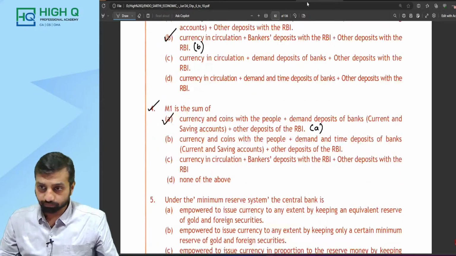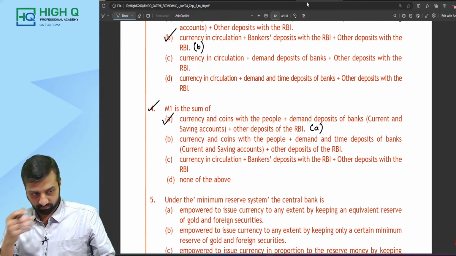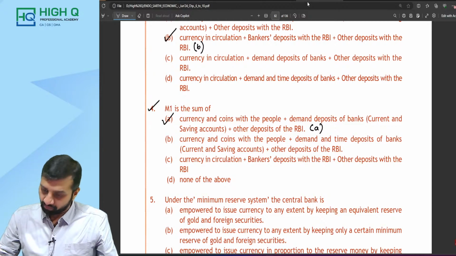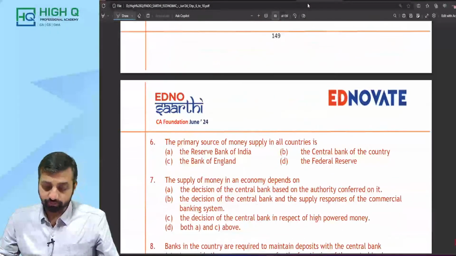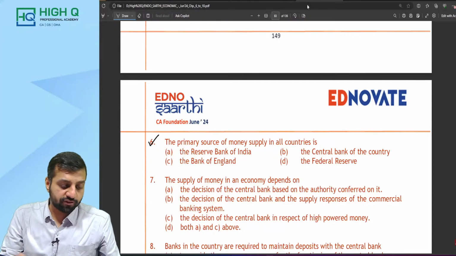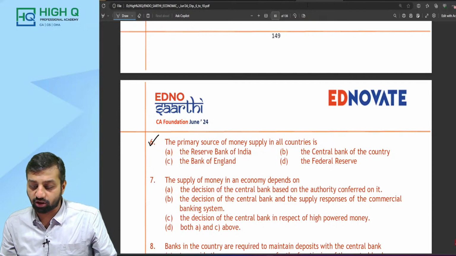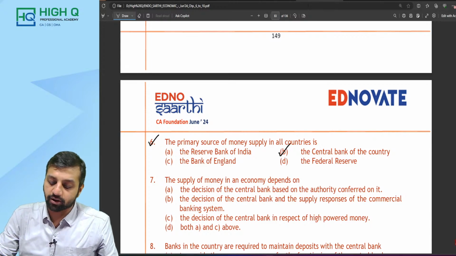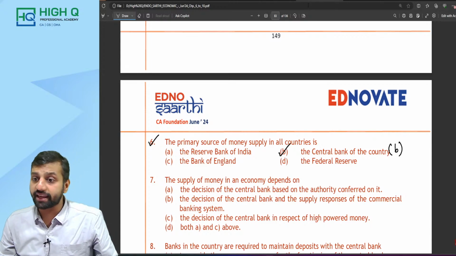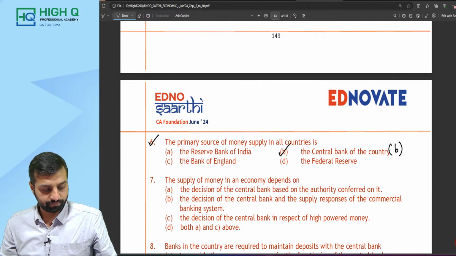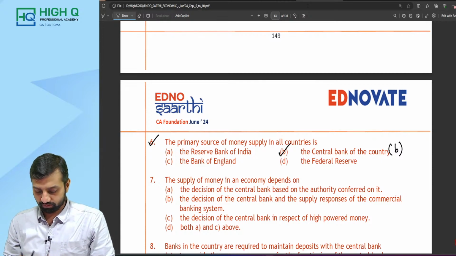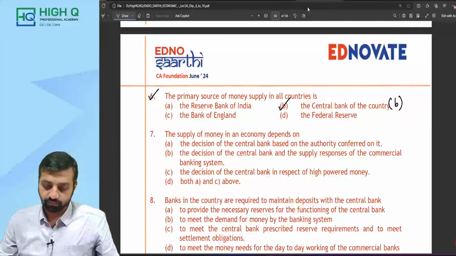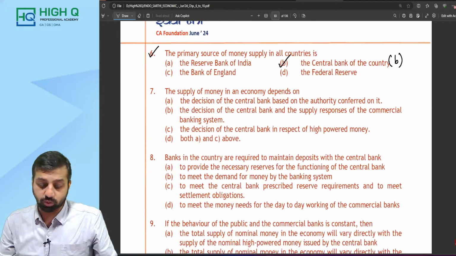Next one. The primary source of money in all the countries is dash. So it has to be the central bank of the country. So your answer is B. The next one.